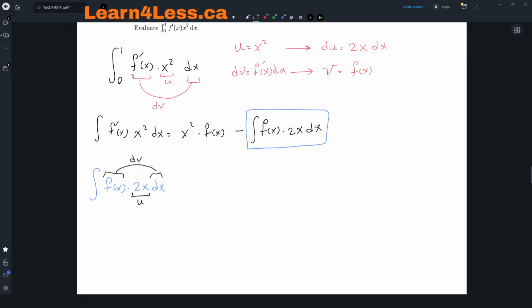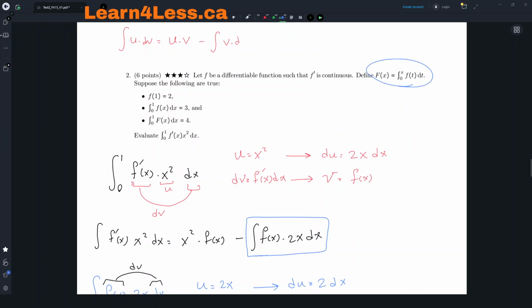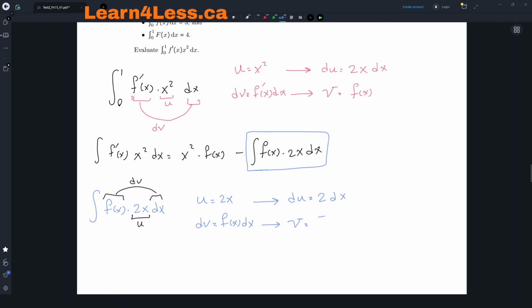So again, I write it separately here. Let me write it in blue. So u is equal to 2x, and dv is f of x dx. I simply take the derivative of the first one, du is just 2 dx, and v would be the integral of f of x dx, which we actually know, it's written here. The integral of that would be capital F of x.